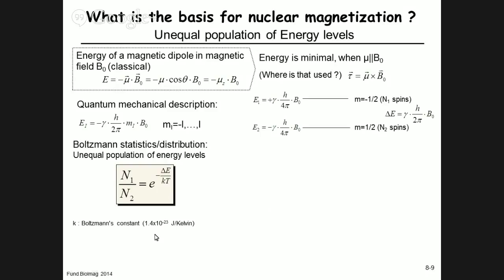Okay, here's k, Boltzmann's constant. Now, how big is this difference? At 310 Kelvin, we have about 1 out of a million protons in the lower energy state at 1 Tesla. You can do the math yourself by putting this in. There are some exercises here. But basically, it means 1 out of a million.